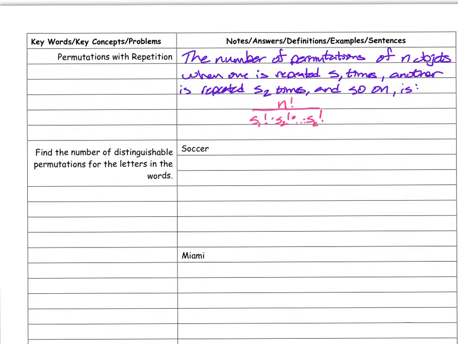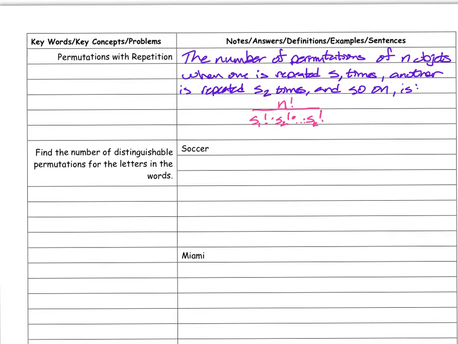Here are our instructions. It says find the number of distinguishable permutations for the letters in the word. So they're going to give us a word, and we're going to find the number of permutations in said word. The first word is soccer. The first thing I want to do is count how many letters are in the word soccer.